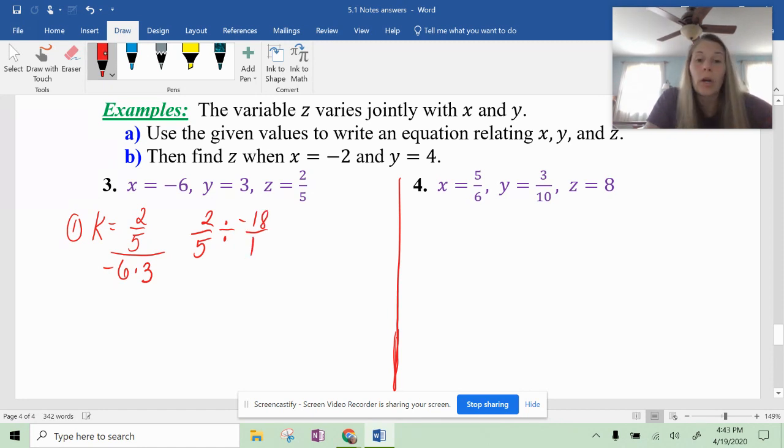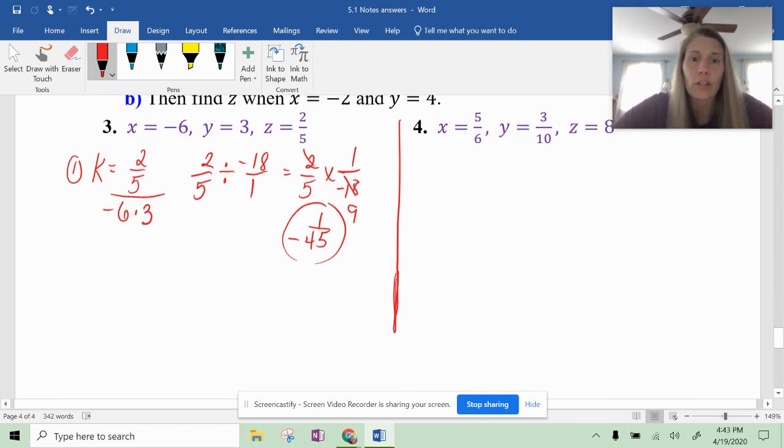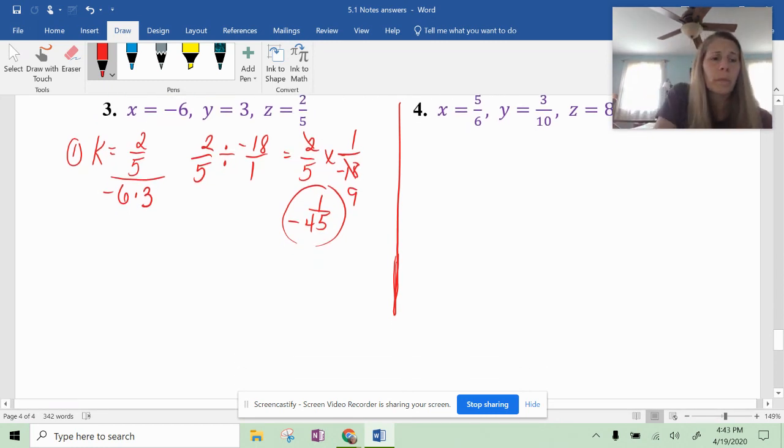Now, if you remember, when you divide fractions, you leave the first one, change the sign to multiplication, and then flip the second one, because now I can do this in my head. So it's 1/45, and it's a negative, okay? And you could do it on your calculator too, that's fine, but I would encourage you to leave the answer in fraction form or you have a really weird decimal. Okay, so now we're writing the equation. Z equals -1/45 times xy.